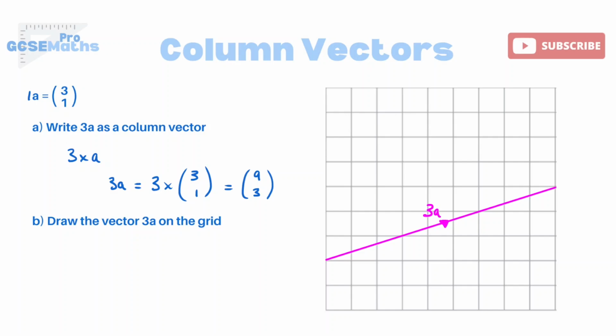Now, if I just quickly draw an example of just A, so you can see what we mean, I'm just going to draw it just above. A originally was 3 to the right and 1 up. That was A, wasn't it? And again, the arrow was in the exact same direction. So you can see how these are parallel. It's just one is 3 times as big as the other. That's the only difference.